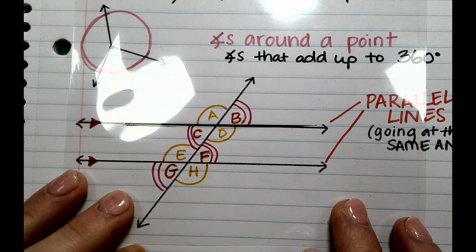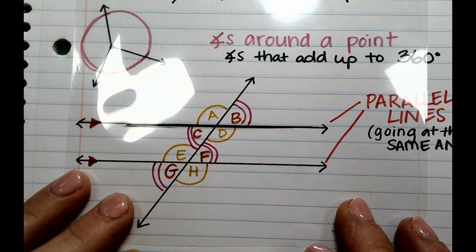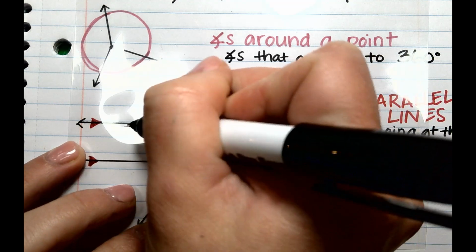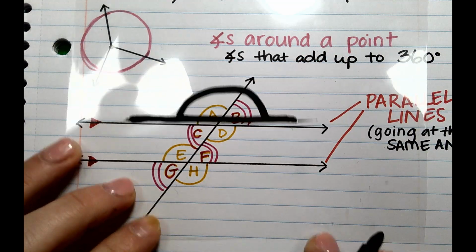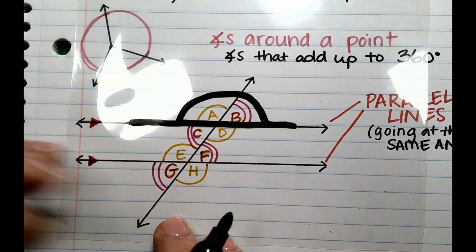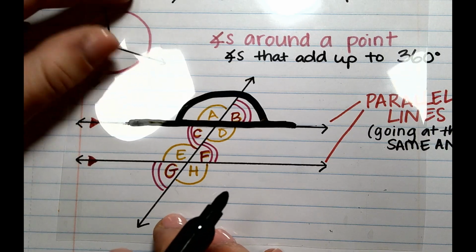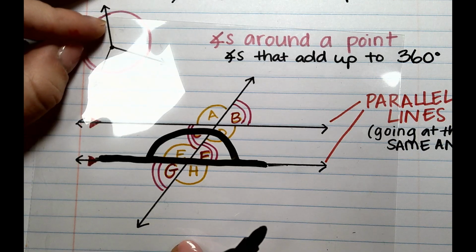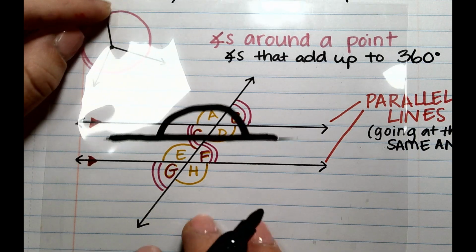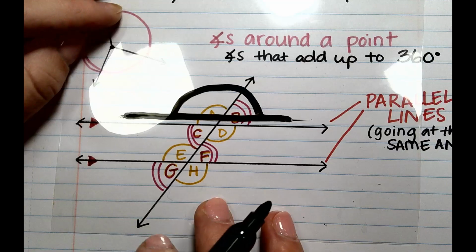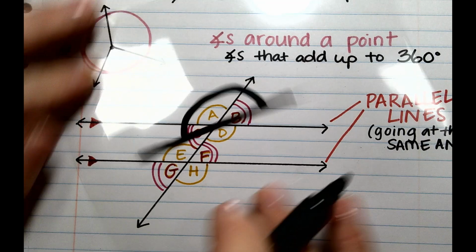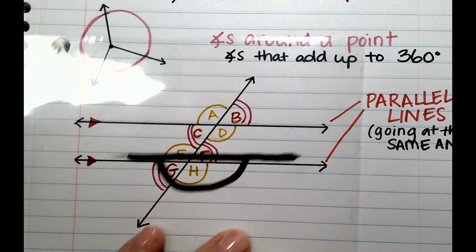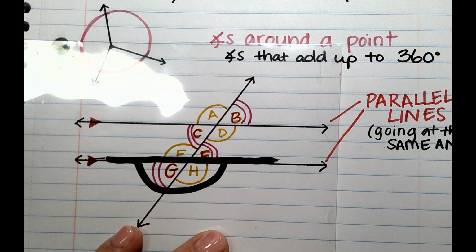A and B. Those are supplementary. They should add up to 180, right? Here, I can do this too. A and B add up to 180. What other 2 angles could I add to 180? E and F, absolutely. Any others? There's others. There's C and D. Yes, C and D add up to 180. And G and H.